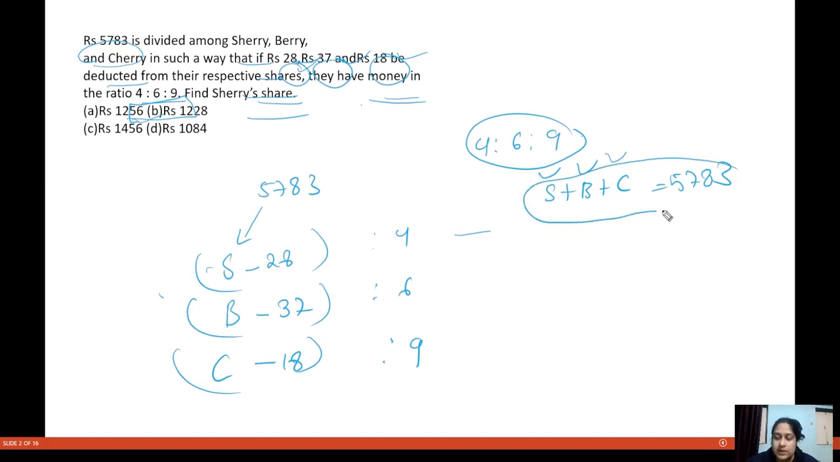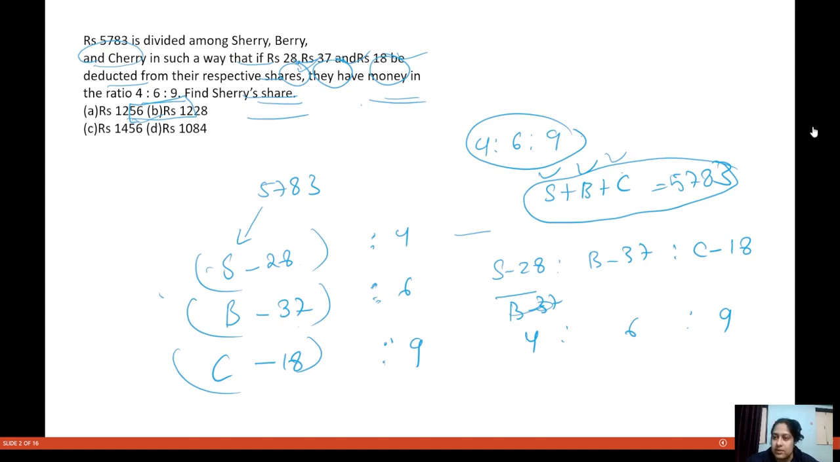So this is what the question is saying, that the total of the Sherry, Berry and Cherry shares is equal to 5783, and when we subtract 28 from S, 37 from B, and 18 from C, that will be in the ratio 4 is to 6 is to 9. So let us see this. S minus 28 is to B minus 37 is to C minus 18 is equal to 4 is to 6 is to 9.